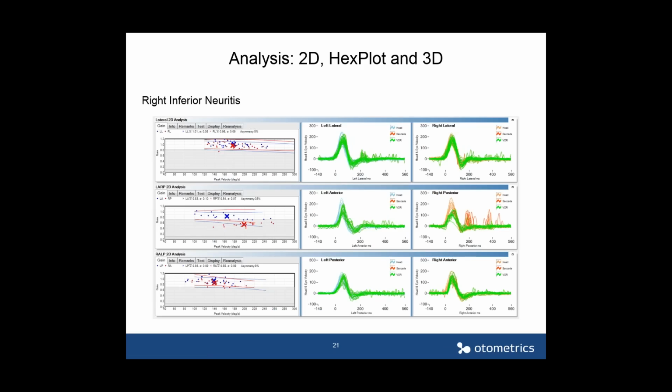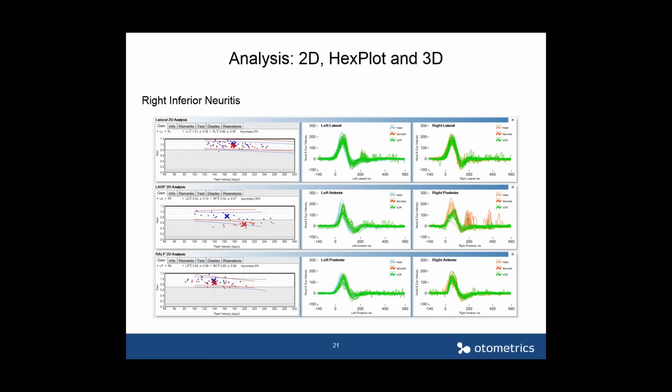This is a right-sided inferior neuritis. If we look over here on this last column, right lateral is normal. Right posterior, we've got catch-up saccades. Right anterior is normal. Again, if we look at the gain, the red for the right is in the gray area, but all the other gains for left and right are within the white, which is the normal area.